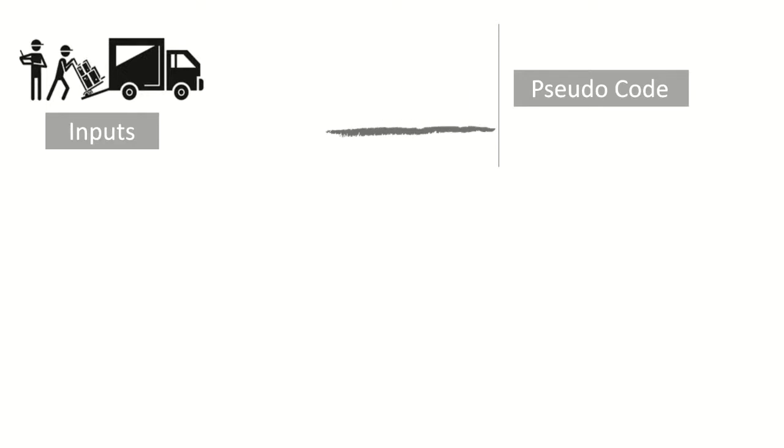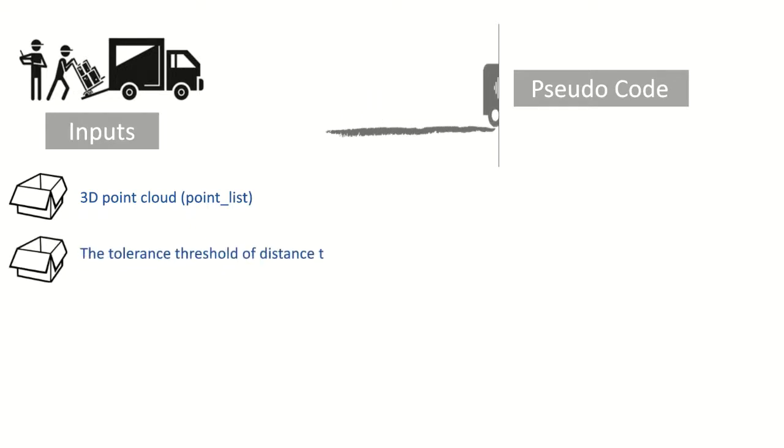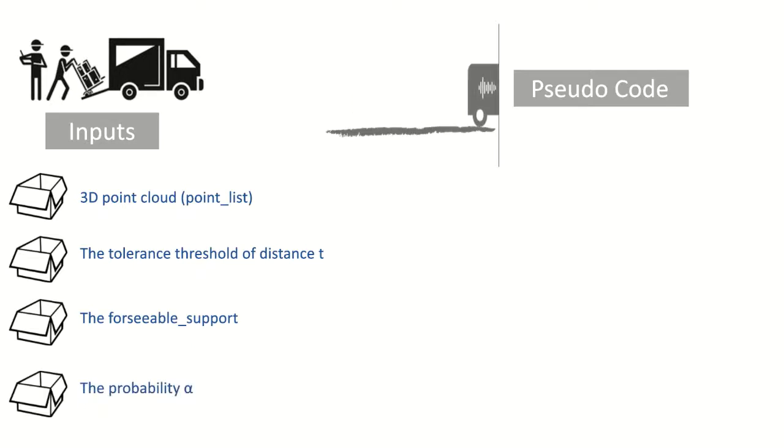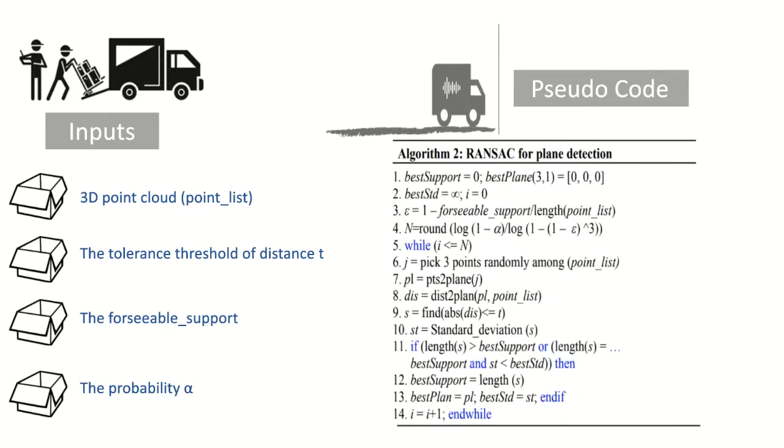This algorithm needs 4 input data. The 3D point cloud, a point list, which is a matrix of 3 coordinate columns x, y, and z. And then the tolerance threshold of distance t between the chosen plane and the other points. The foreseeable support is the maximum probable number of points belonging to the same plane, and the probability alpha is the minimum probability of finding at least one good set of observations in trials. It lies usually between 0.90 and 0.99. And now all packed, we move to the pseudocode.